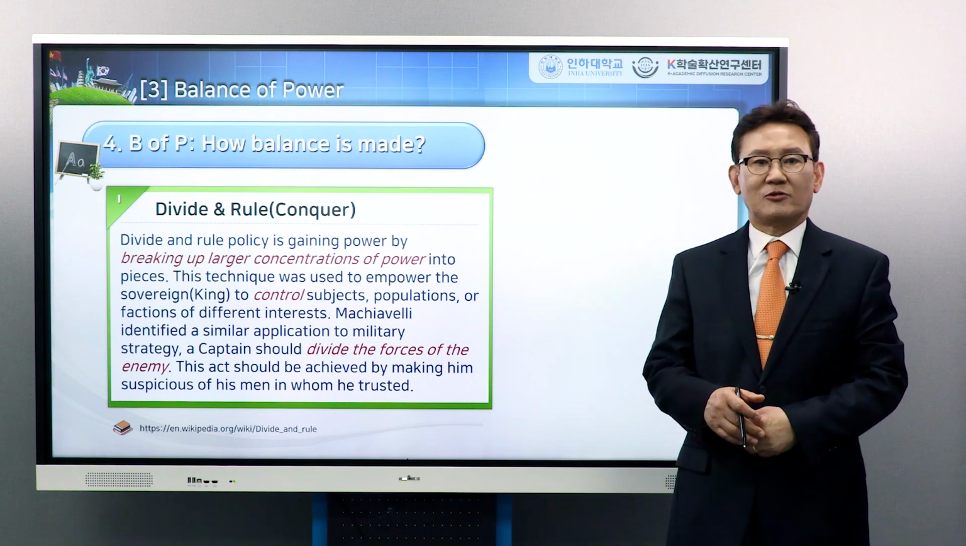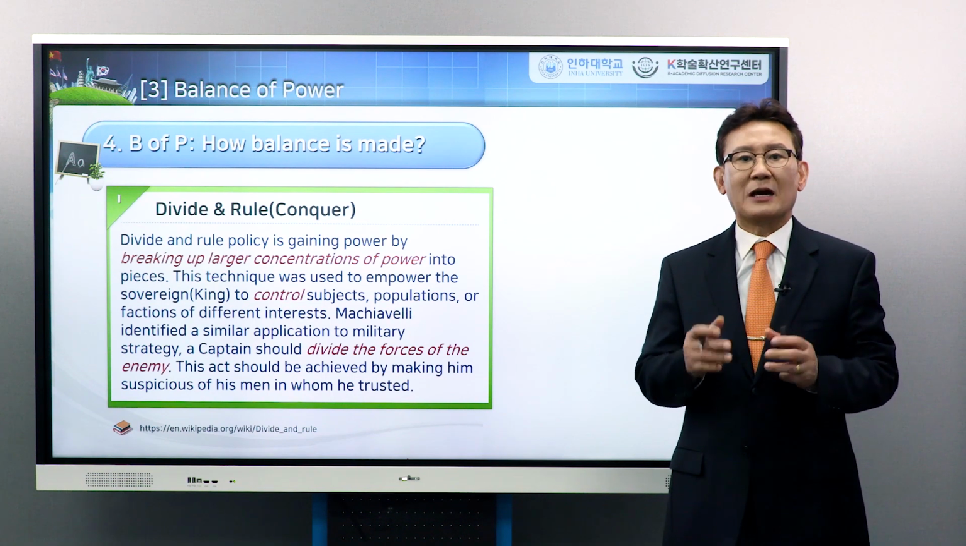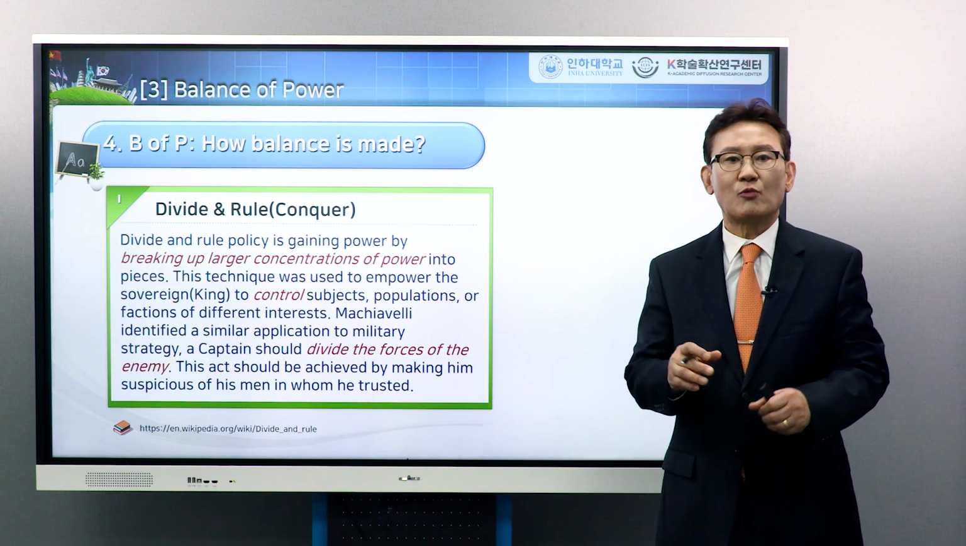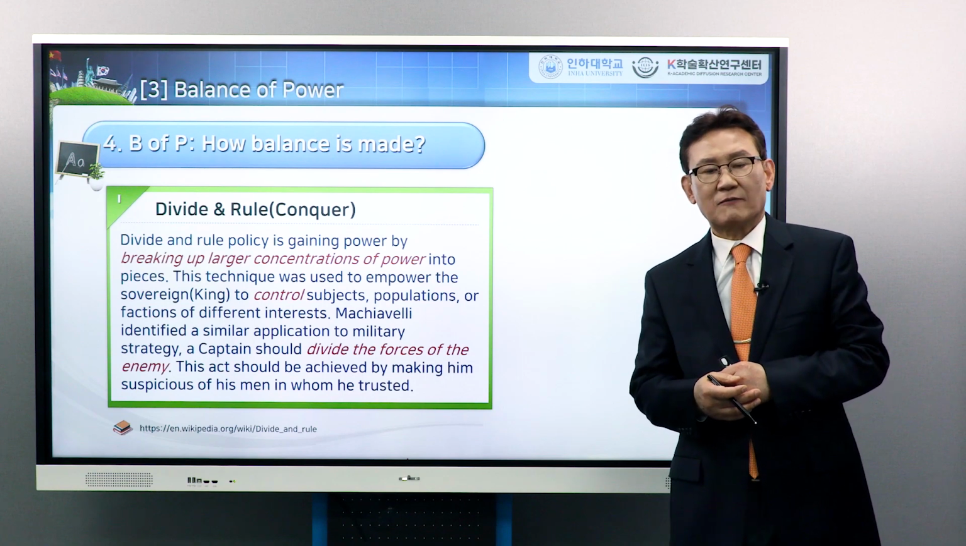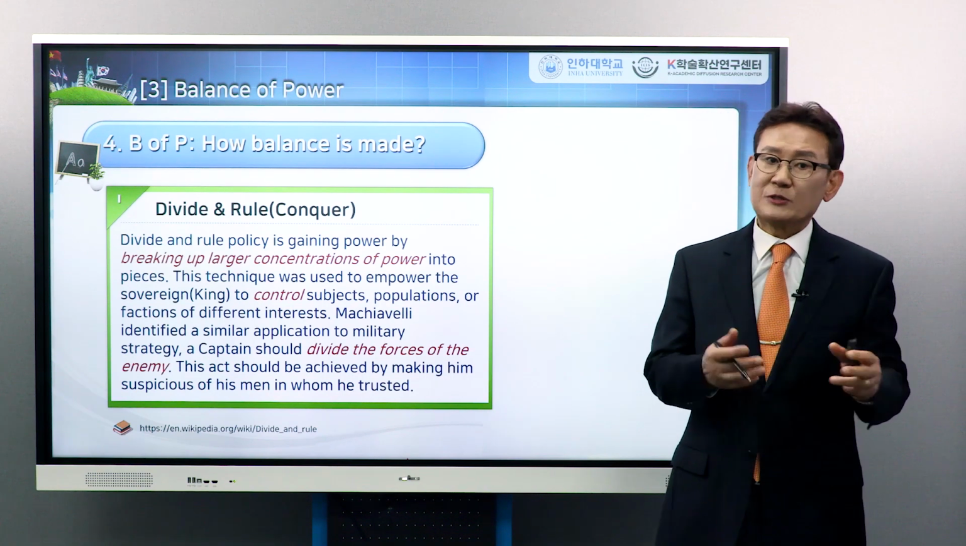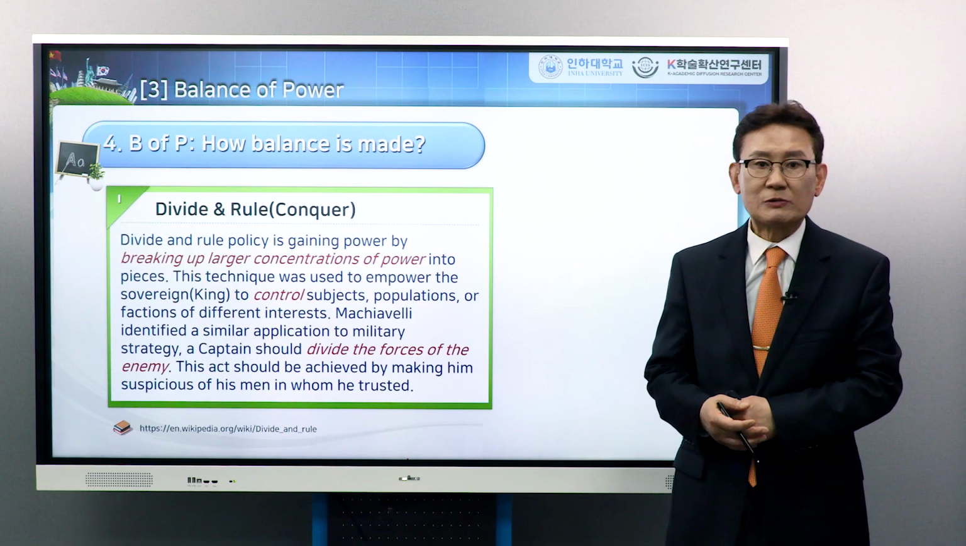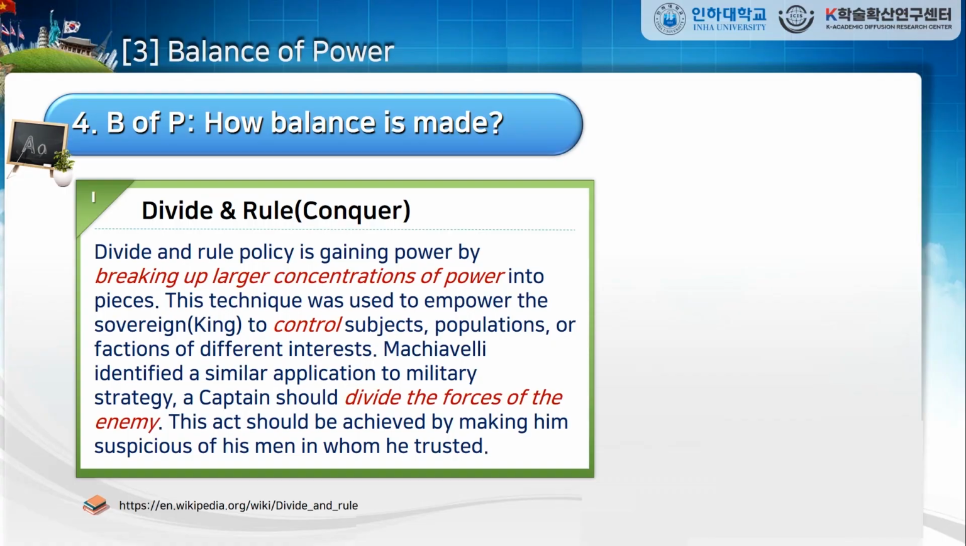In this section, I would like to talk about how the balance is made. There are some ways and means to achieve the balancing power. First means, of course, or principle, is divide and rule, or conquer. And divide and rule policy is gaining power by breaking up larger concentration of power into pieces. If you break up the big powers into pieces, you might weaken their power.